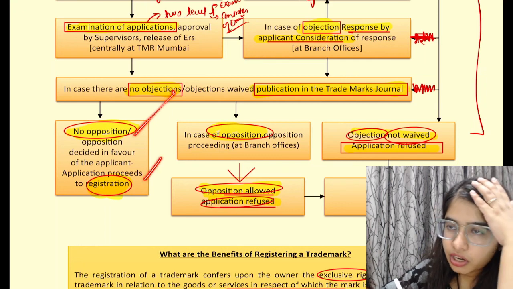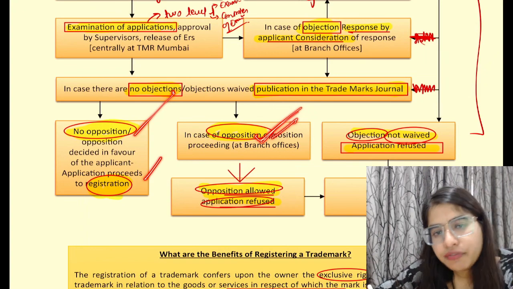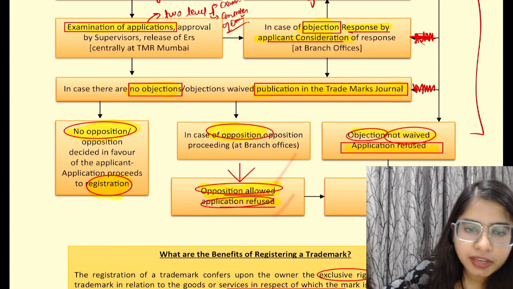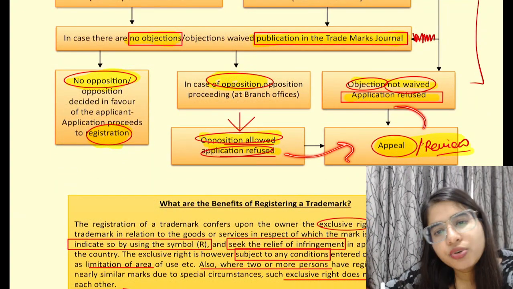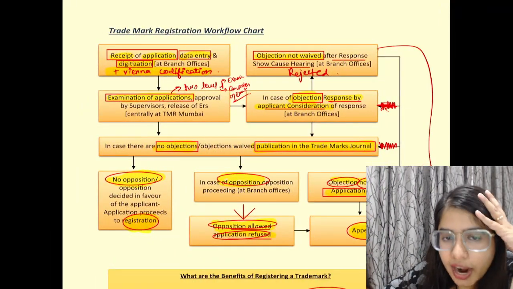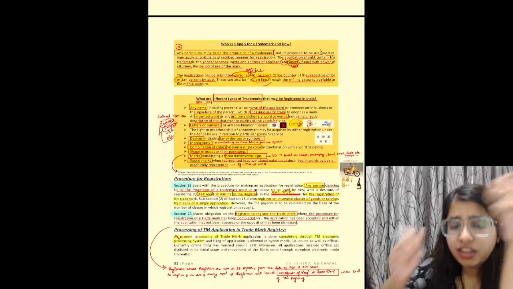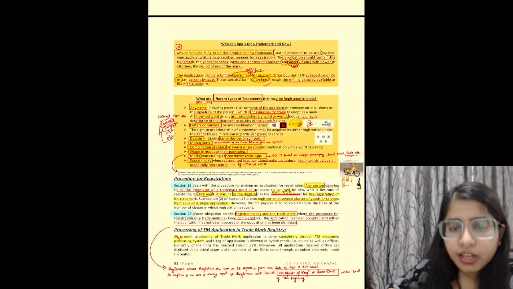then your trademark will be registered. However, if any objection is there and they win, the objection is allowed, then your application will be cancelled, and in that case you can go for appeal. I hope that you are clear with this chart or this process of application. इसी को खींच खींच के literally खींच के they have given in 3-4 pages.